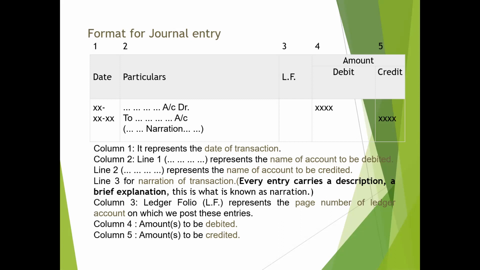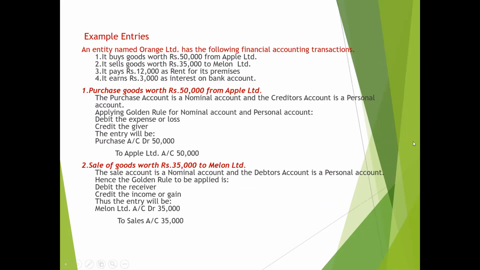So next we have to learn the example entries of journal. Example entries: the first one. Say there is an entity named Orange Limited that has the following financial accounting transactions. The first entry is: it buys goods worth rupees 50,000 from Apple Limited. This is the first entry. Again, I will repeat: it buys goods worth rupees 50,000 from Apple Limited.